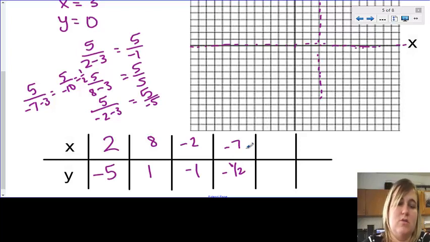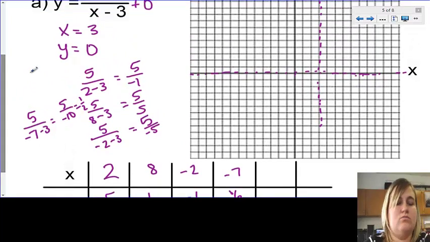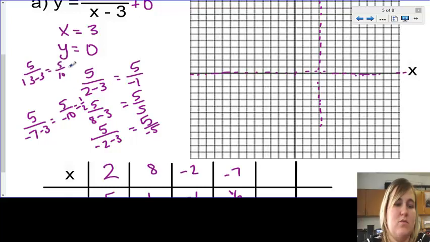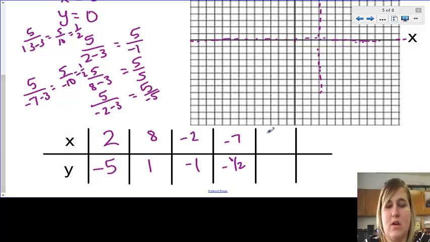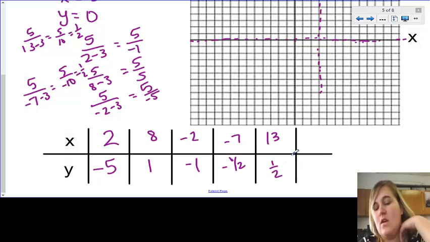If I do, okay, let's just go ahead and do, we'll say 5 over, to get this to be a 10, it would have to be 13 minus 3, which is going to be 5 over 10, which is 1/2. See how my scratch work here? So I said I was going to put 13 in for x, and that got us a positive 1/2. Okay, so we'll go with what we have here.